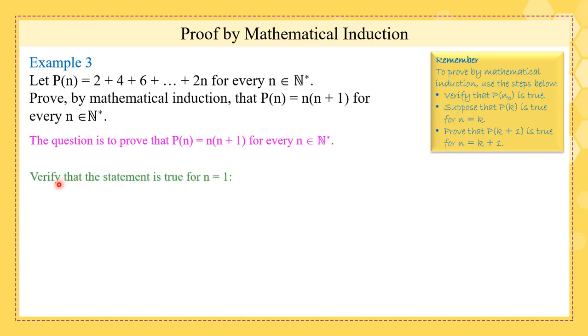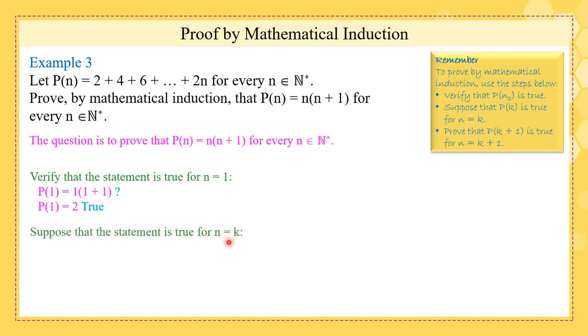We begin by verifying that the statement is true for n equals 1, because here the first rank is 1. Now, is p of 1 equal to 1 into 1 plus 1? This is the question. And p of 1 means, pay attention, the first term, which is here, 2. So p of 2 would be 2 plus 4. P of 3 would be 2 plus 4 plus 6, and so on. So p of 1 is 2, which is correct.